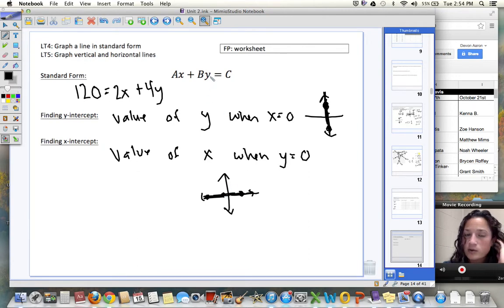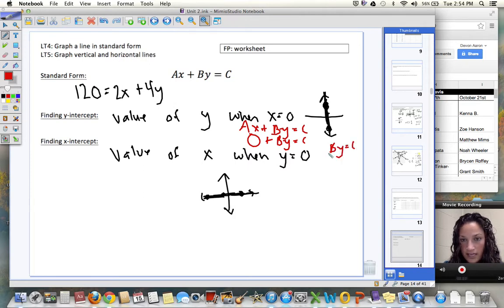So to find these when we're in standard form, to find my y-intercept, I'm going to set x equal to 0 because it tells me that I can find my y when x is 0. So I'm going to plug in a big 0 here. So 0 plus by equals c. Then I have by equals c, and if I want to find y, I divide by b. So my y is my c over my b.